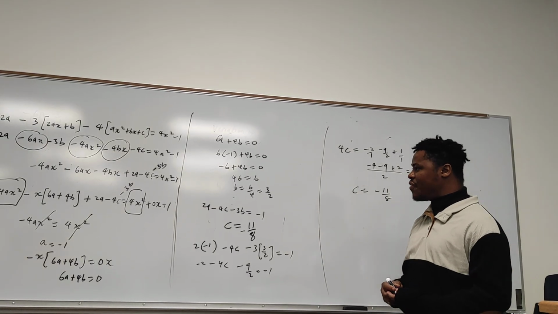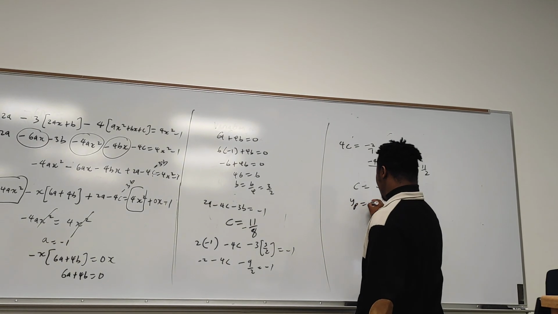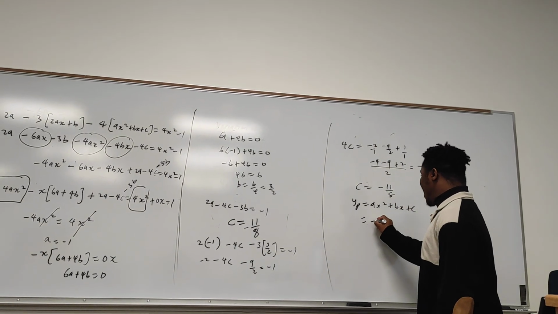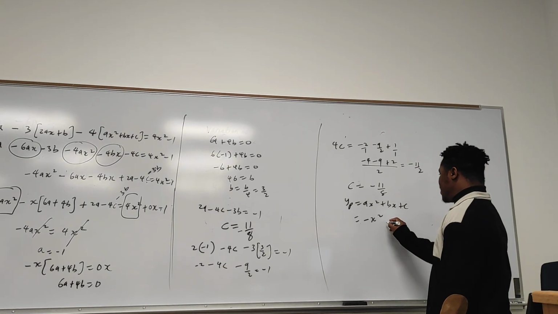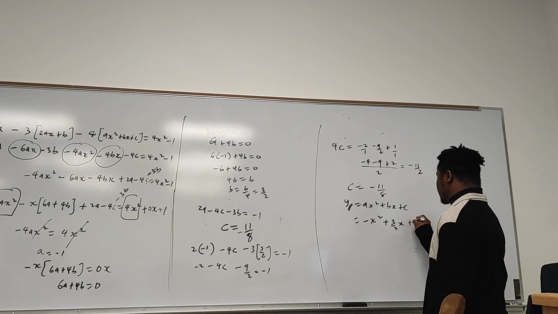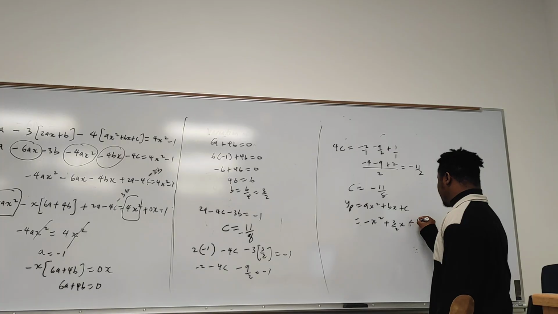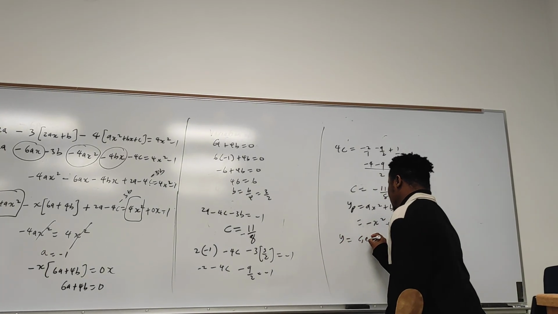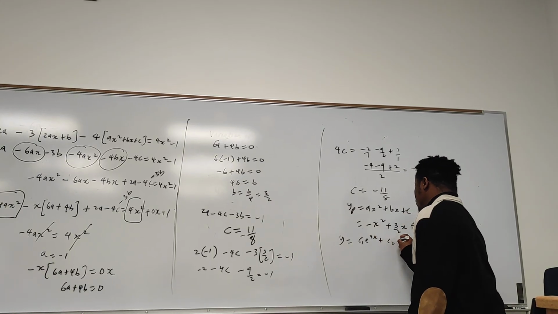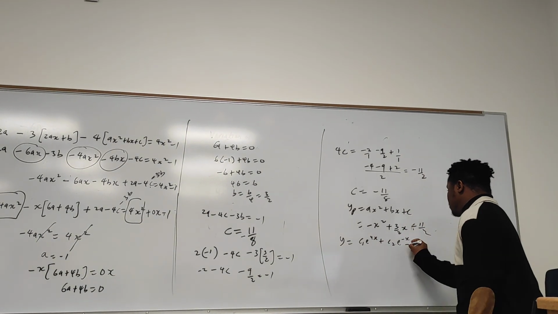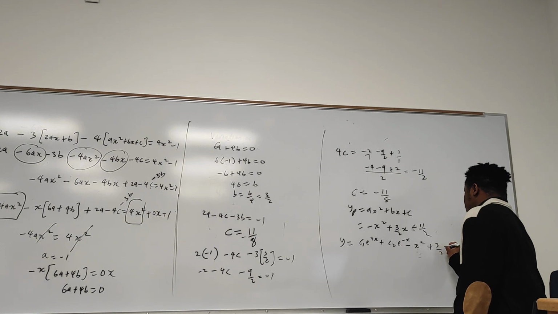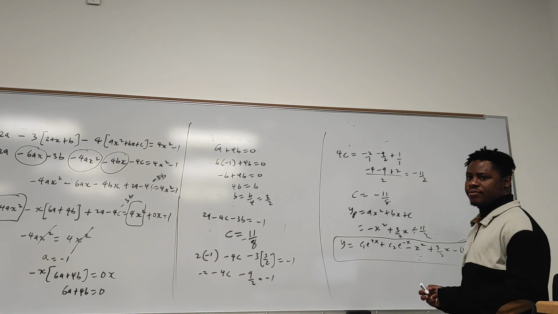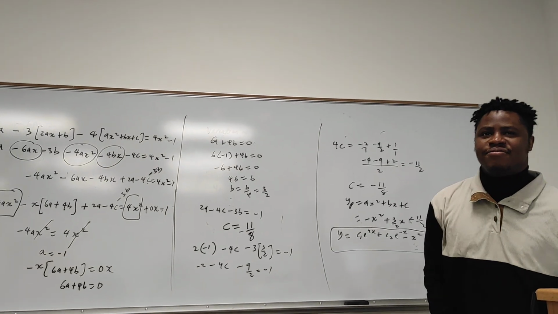Okay, great. So we have A, B, C. Our YP is ax squared plus bx plus c. That becomes minus x squared, a is minus 1, right? Plus b is 3 over 2 x plus c is negative 11 over 8. So our solution y becomes c1 exponential 4x plus c2 exponential minus x, then plus all this: minus x squared plus 3 over 2 x minus 11 over 8. This is the solution to that question. That's quite long. Isabel.